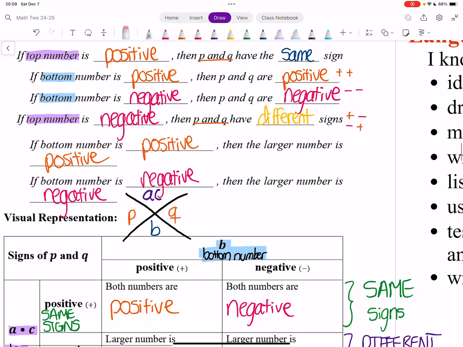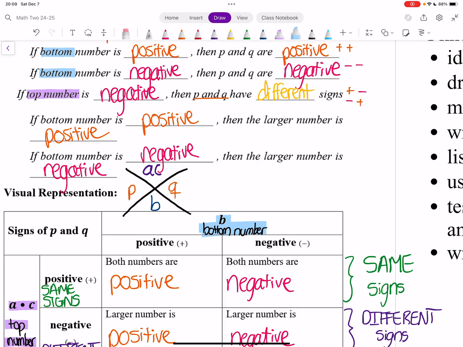With this situation of different signs, we also once again look at b in order to determine which number is which. If b is positive, then the larger of p and q is positive. If b is negative, then the larger of p and q is negative. I always think of it this way: b positive, bigger positive; b negative, bigger negative.